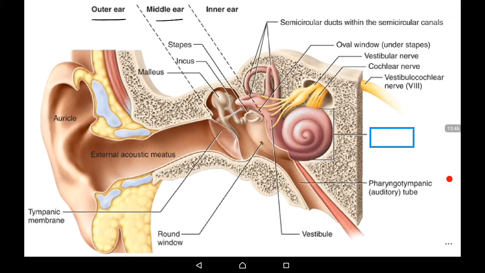And when we have the noise, then mechanical oscillations are conducted through the external acoustic meatus normally to the tympanic membrane, and the membrane conducts these oscillations to the oval window under stapes. Here we have in the center the oval window, and this oval window produces oscillations of the fluid in the cochlea.